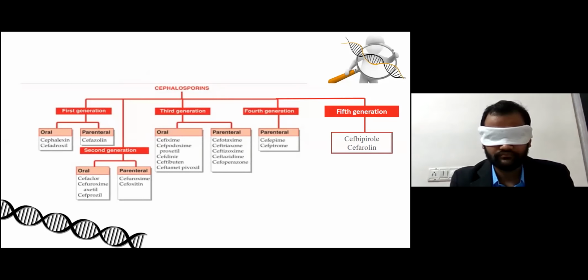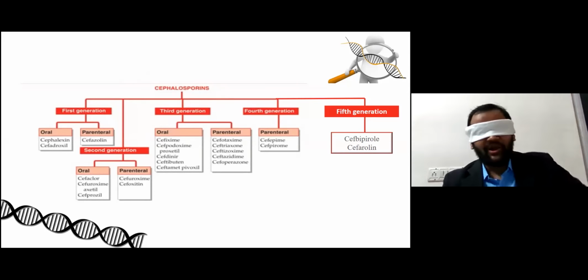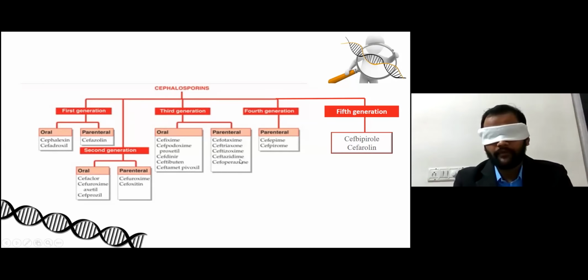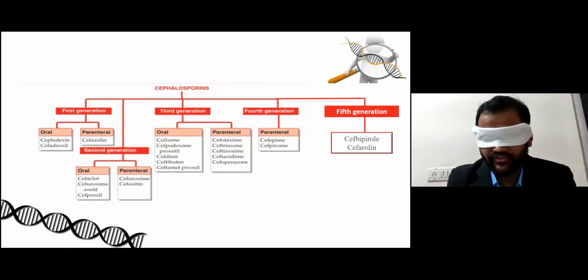Somebody wants all the 3rd generation parenteral cephalosporins. It is ceftriaxone, ceftazidime, cefoperazone, ceftriaxone, ceftazidime. The 5th one is ceftriaxone.